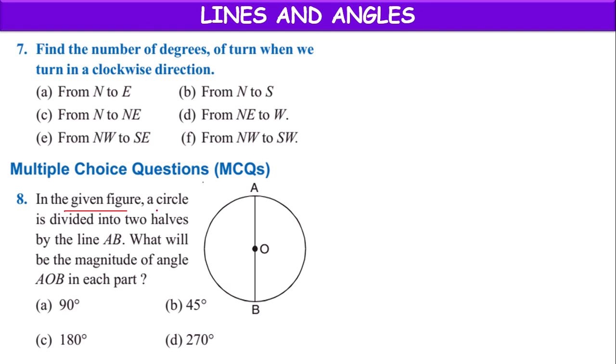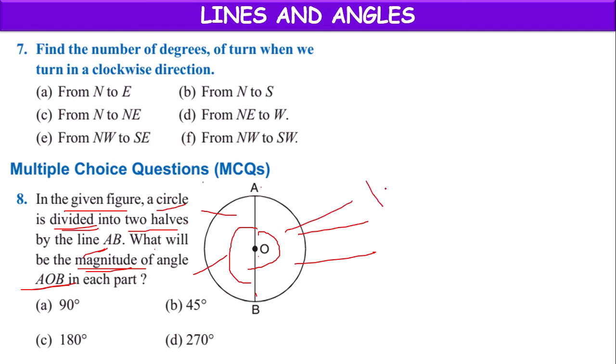In the given figure, a circle is divided into 2 halves, first part and second part, by the line AB. What will be the magnitude of angle AOB in each part? Total circle is 360 degrees. It is divided into 2 parts, so each part will be having 180 degrees. Either in first part or second part, the angle is 180 degrees.